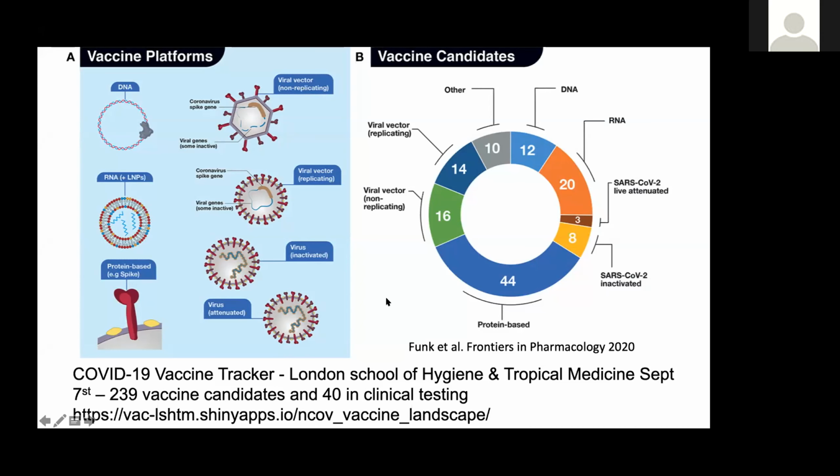If you want to see where we are, if you look up the London School of Hygiene and Tropical Medicine, as of September 7th, there were 239 vaccine candidates and 40 in clinical testing. And if you're watching, the AstraZeneca Oxford vaccine is on hold because of a side effect that they're going to investigate. So this is an interesting challenge we face. Next slide.